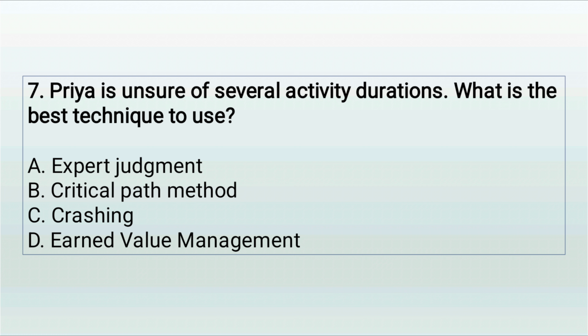Question 7. Priya is unsure of several activity durations. What is the best technique to use? A, expert judgment. B, critical path method. C, crashing. D, earned value management.